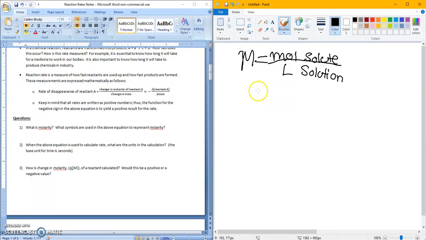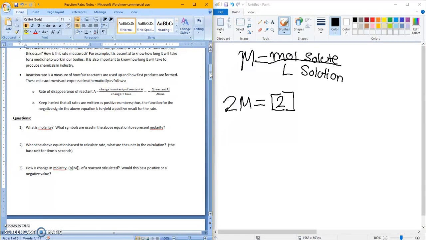What symbols are used to represent molarity in the above equation? So if I look up here, it says that the rate of disappearance of reactant A is equal to the change in molarity over change in time. So if I look over here, they have change in brackets, reactant A. Those brackets are another way of saying molarity. So if I wanted to say 2 molar, that's the same thing as writing 2 in brackets. So this means 2 molar, this means 2 molar, they both mean moles per liter. Alright.